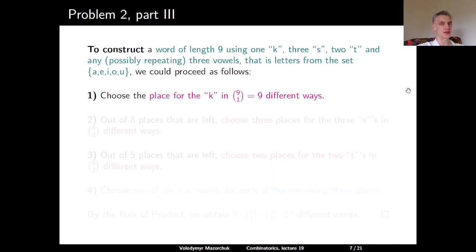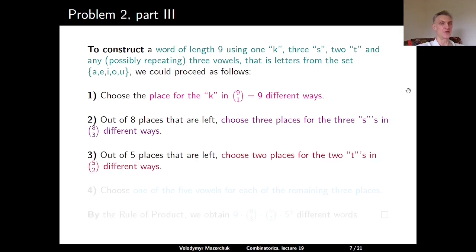That's 9 choose 1, that is 9 different ways. Second, we have 8 places left. We choose 3 places for S's. 8 choose 3 different ways. So that's in how many ways we can do action 2.